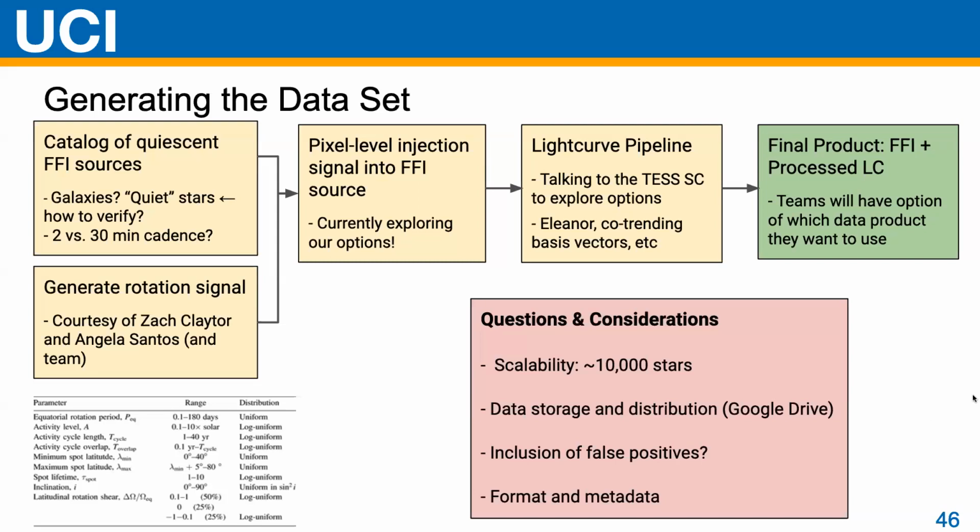Currently aiming for the data set to contain about 10,000 stars, but with a core set of 1,000. So if you're not set up to run quite such a big data set, you can run the smaller one and still participate in the data challenge.